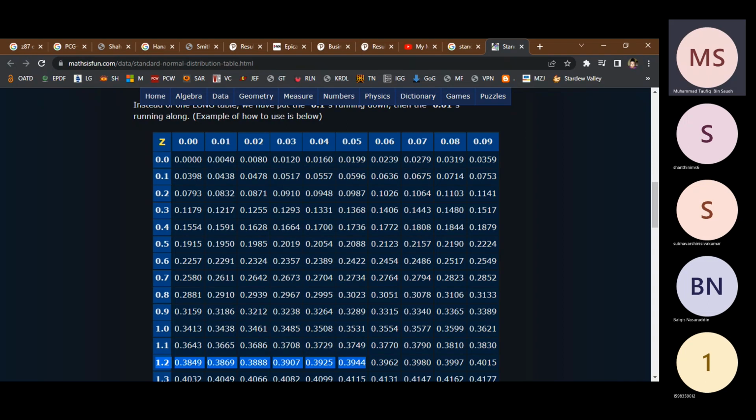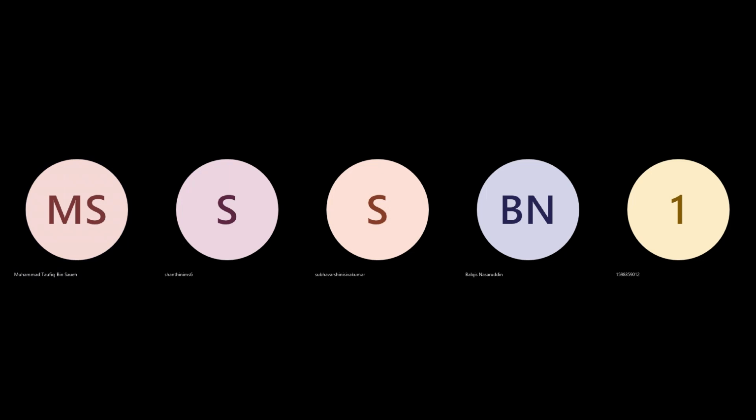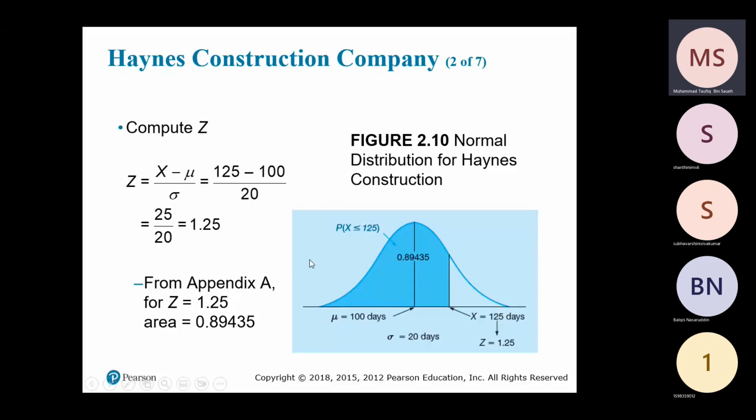Okay. So for 1.25, you will get 0.3944. Remember that number. But here you can see they state 0.89435, while we got 0.3944. So why did it happen like that?